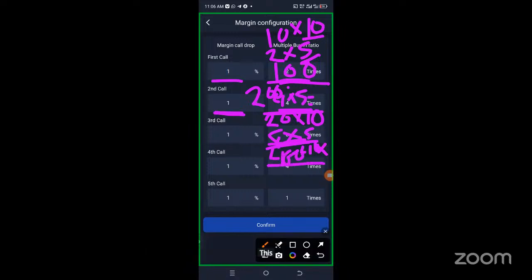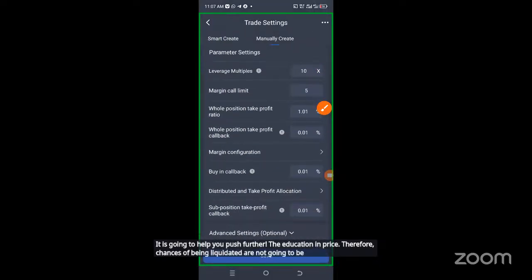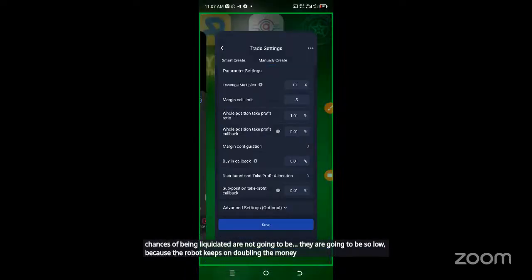This system of doubling the money whenever the robot is buying margin calls is going to help you push the liquidation price further. Therefore, the chances of being liquidated are going to be so low because the robot keeps on doubling the money whenever it is going in the market.